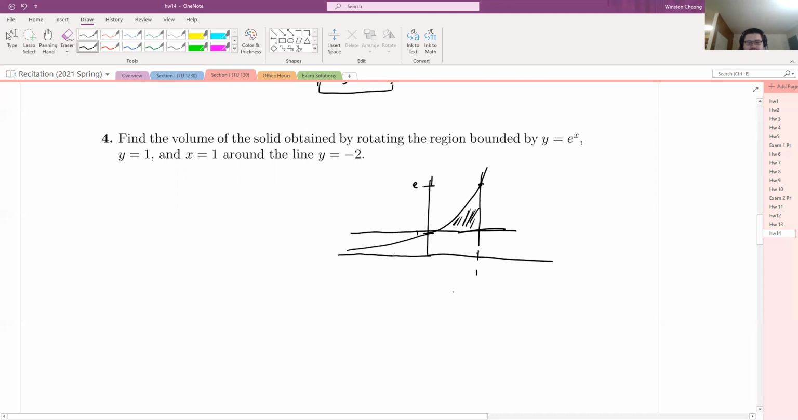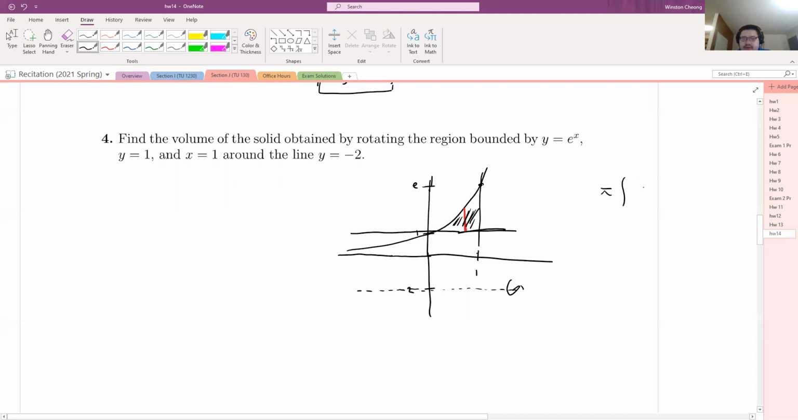And so this is our region, and we want to rotate this about the line y equals -2. I'm going to put that as a dotted line. This is what we revolve around. Okay, so you can see that the segment that you'd want to draw and to track would be there. And that tells you that this is going to be a washer method problem. But now let's recall what the formula for the washer method is.